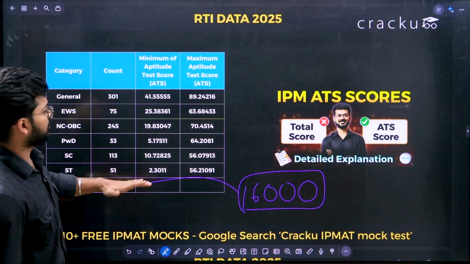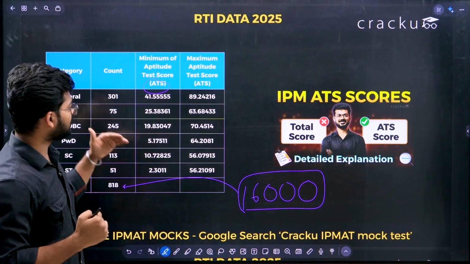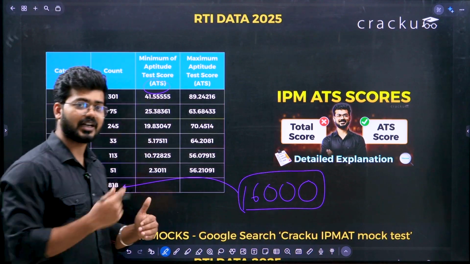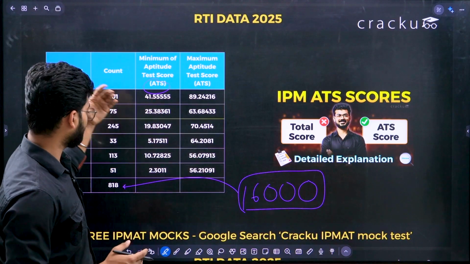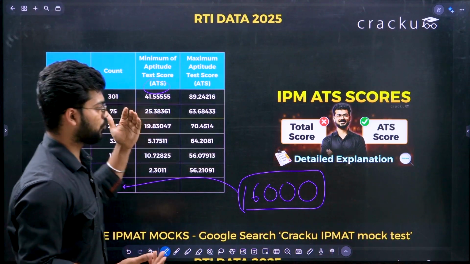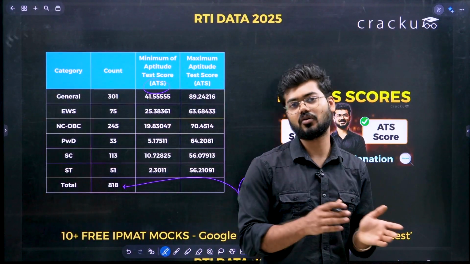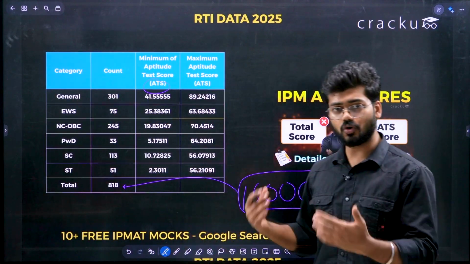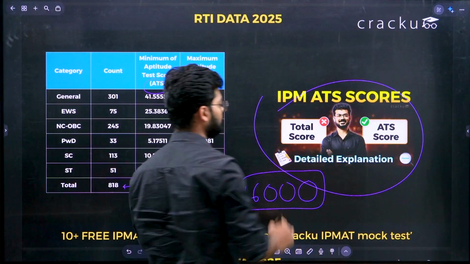And wait, what is this ATS, right? ATS is a score calculation which is accepted at the final stage, right? So your ATS will be calculated if you get an interview call. So what is ATS? Basically, what is the calculation? What are the parameters? To know all about this, you can watch our detailed video on the IPMAT ATS course here.